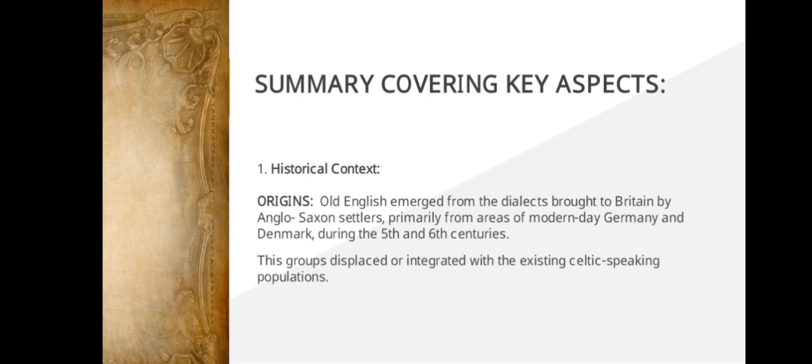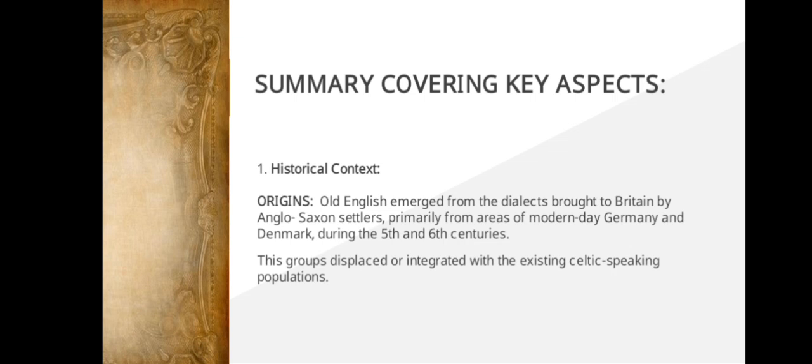So people from Germany and Denmark, called Anglo-Saxons, moved to Britain and brought their languages with them. These languages mixed with the language already spoken in Britain, Celtic languages to be exact, creating what we now call Old English. It wasn't a single sudden change, but rather a gradual blending over time.